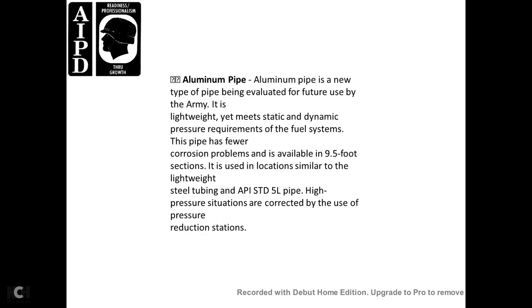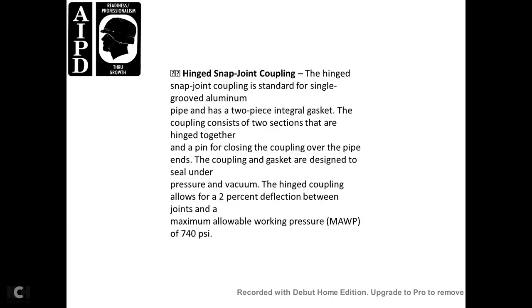Aluminum piping. Aluminum piping is a new type of pipe being evaluated for future use in the Army. It is lightweight yet meets the static and dynamic pressure requirements of the fuel system. The pipe has fewer corrosion problems and is available in 9.5-foot sections used in locations similar to the lightweight steel tubing. The API standard 5L pipe is used in high pressure situations, which are corrected by the use of pressure reduction stations.